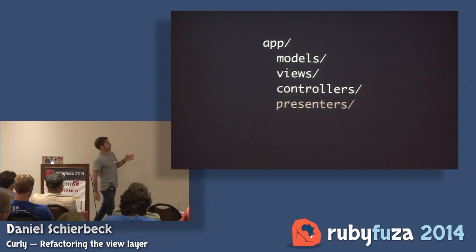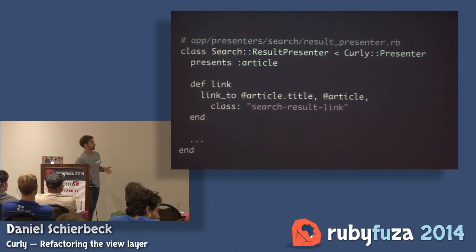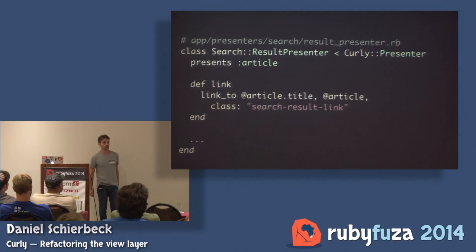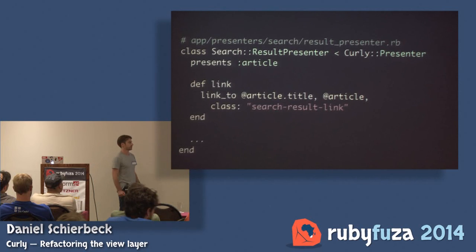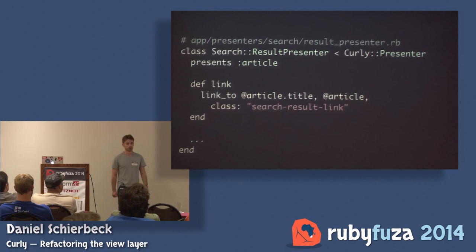Now we add another directory in the app called presenters, and in there goes your presenter. So this is an example. You subclass from Curly presenter, and you then have a list of arguments that you require. This is more explicit than normal Rails views that just silently fail if you fail to pass in the right parameters. That happened a lot to us, so we decided to make it explicit, and it'll complain loudly if you forget to pass in some local parameter.